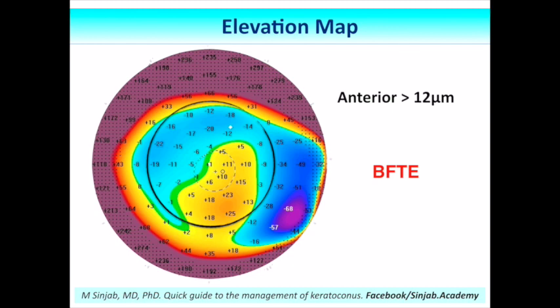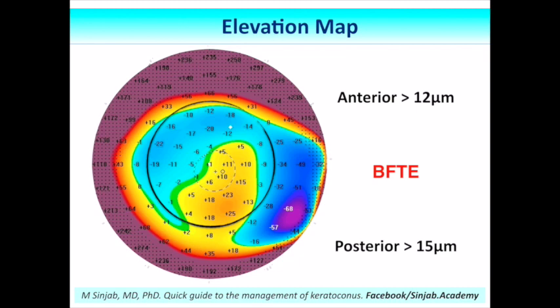Now, there are two ways to evaluate the elevations and depressions. I mean to study the parameters, not the shape, the parameters of the elevation maps. The one which is roughly used, and I usually use it, is that I look at the central 5 millimeter zone, and I look at the values.